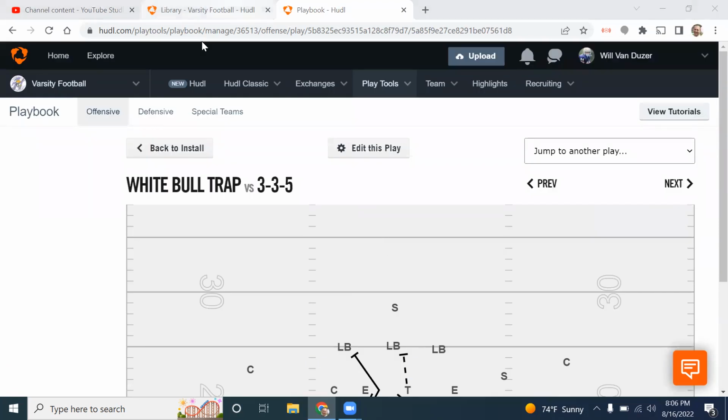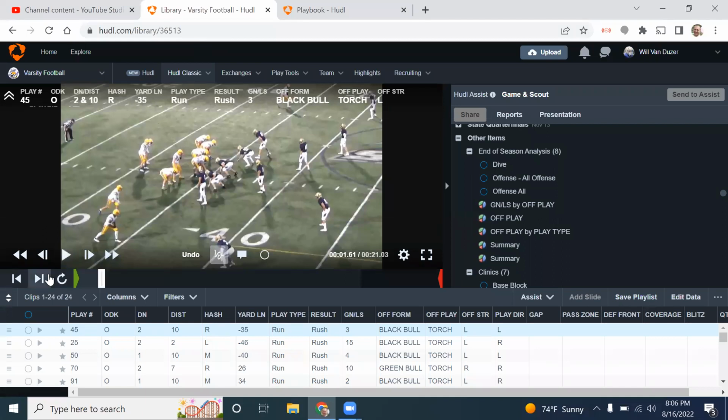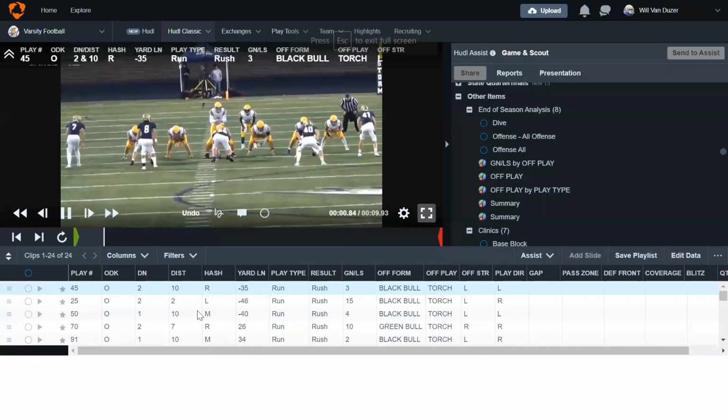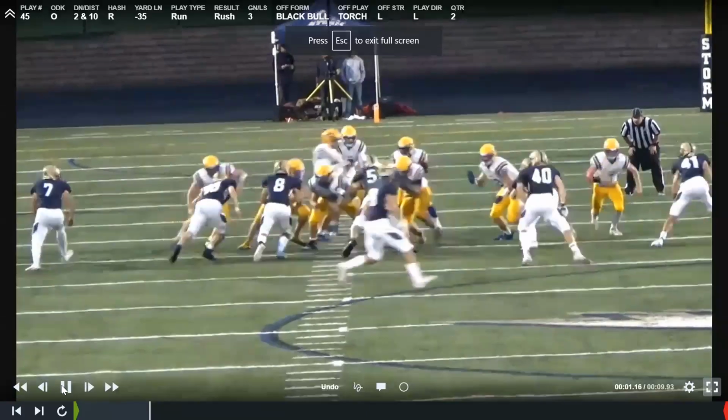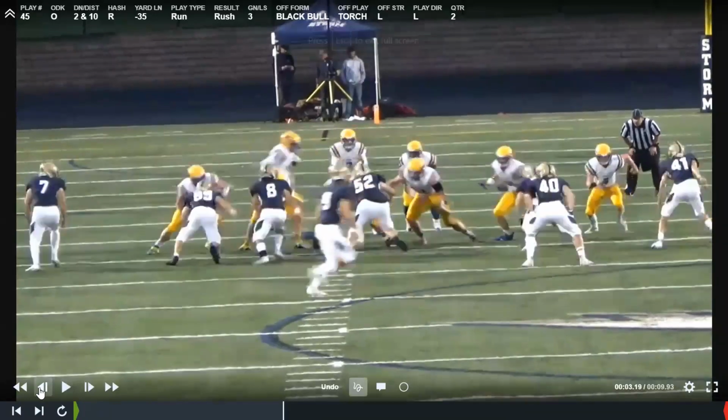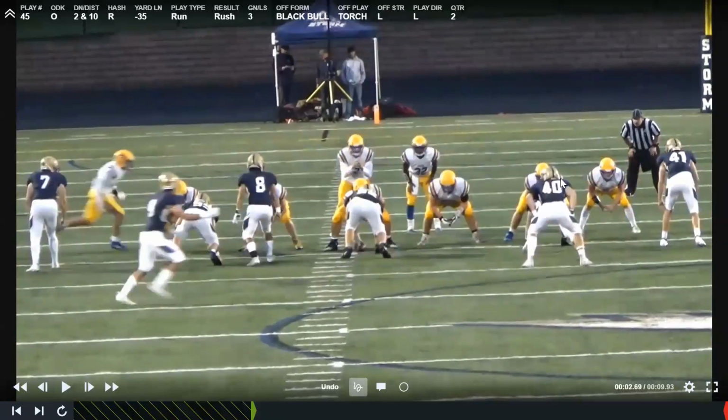Let's go to some film of trap. Okay, this is our first game from last year. So let's see how we do. So we're running trap to the left here. So we should be kicking out the 4 technique. So it should be 4-4-4.